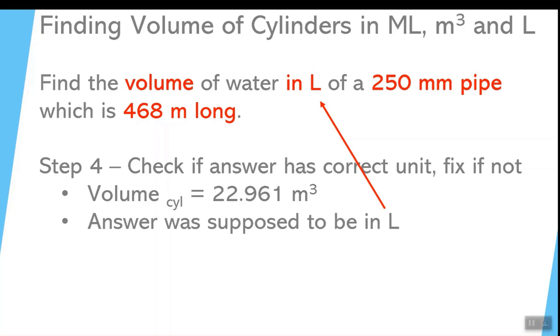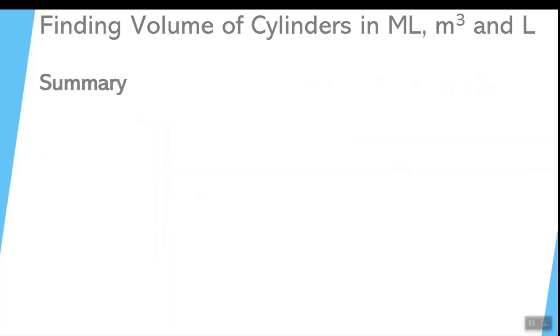And remember, in the very, very beginning of this video, to get from cubic meters to liters, you multiply by 1,000, to get 22,961 liters. Now is the time to summarize what we've just looked at.